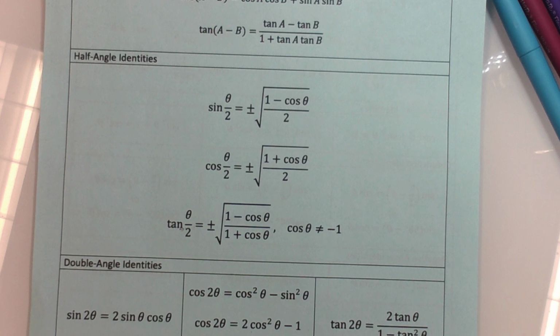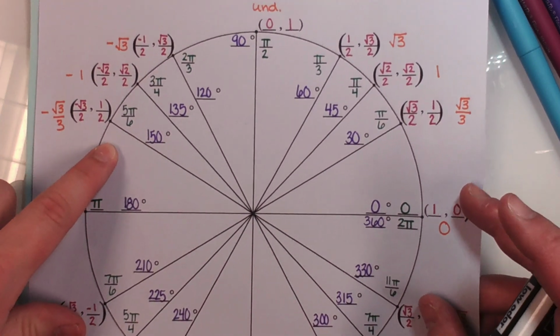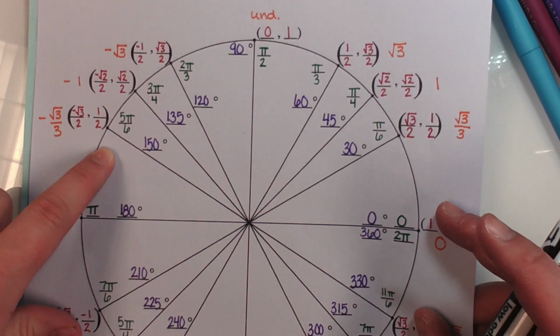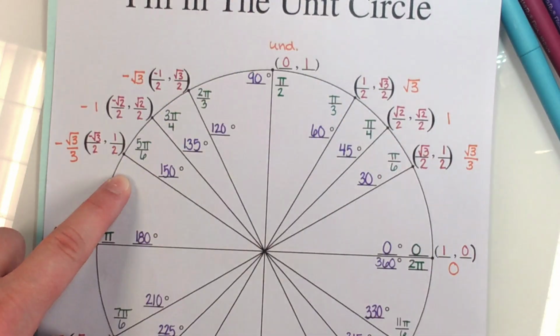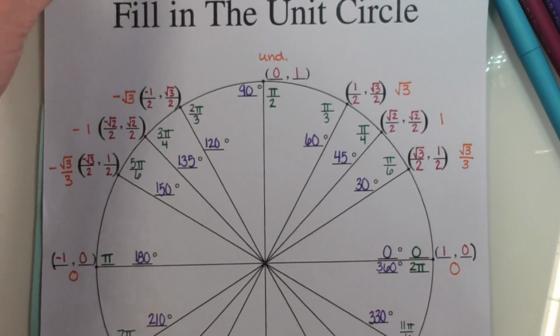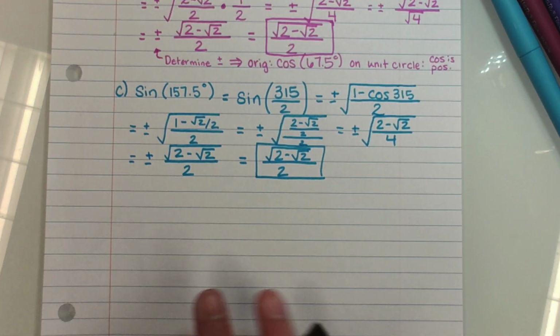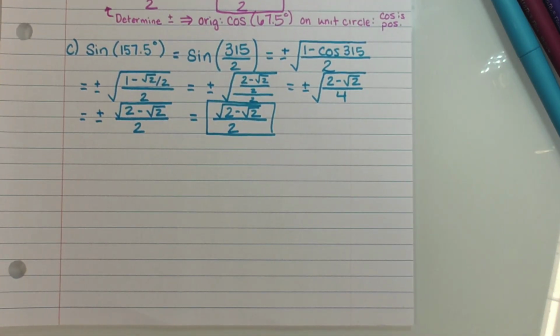The second mistake I'm seeing is this positive or negative. Should it be positive or should it be negative? Positive. Because remember, your original angle was not 315. Your original angle was 157.5. 157.5 is over here. We're talking about sine of it, and sines are the y values, which are positive. So, positive. Isn't that the exact same answer as the last one? Yeah.